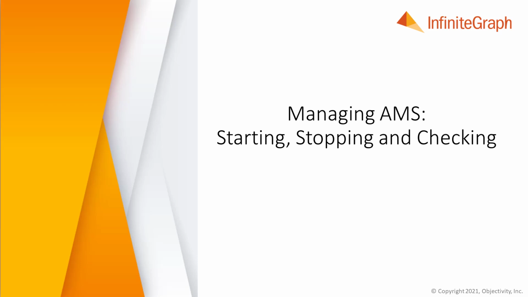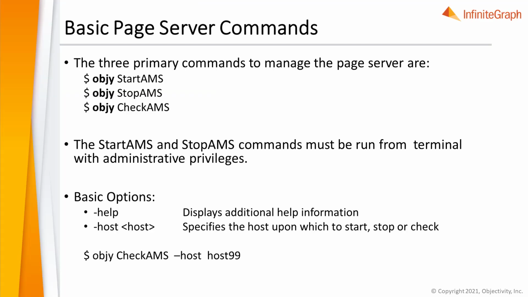Managing AMS, starting, stopping, and checking. The three basic commands to manage the page server are obj_start_AMS, obj_stop_AMS, and obj_check_AMS. The start and stop AMS commands must be run from a terminal with administrative privileges. When executed without any other options, the page server host is assumed to be localhost. Each of these commands also has a -help option to get information on available parameters and a -host option to specify which host the command should be run on.